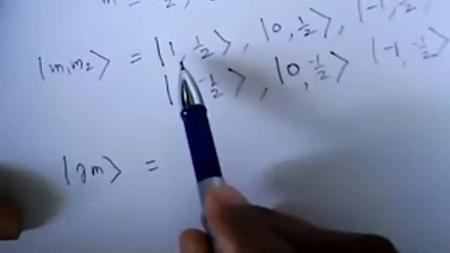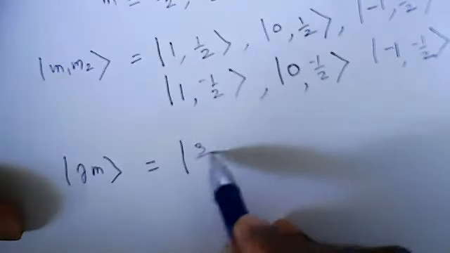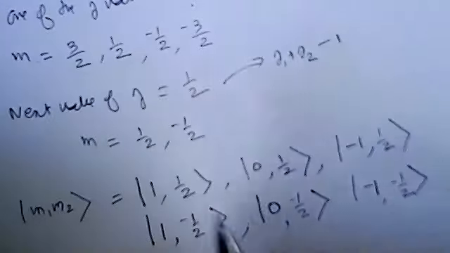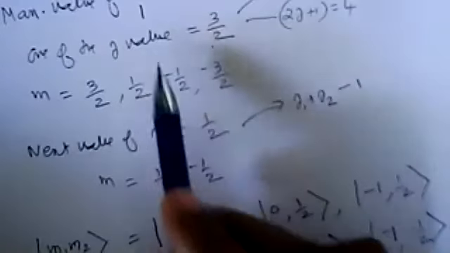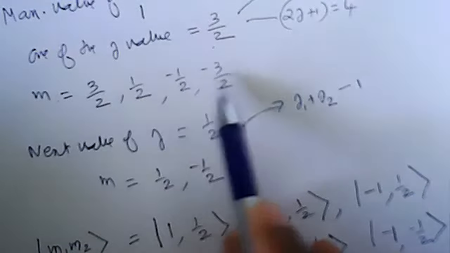So the corresponding JM values are J equal to 3 by 2. In 4 cases, J equal to 3 by 2 and M equal to these values. In 4 cases, J equal to 3 by 2 and M equal to these values.